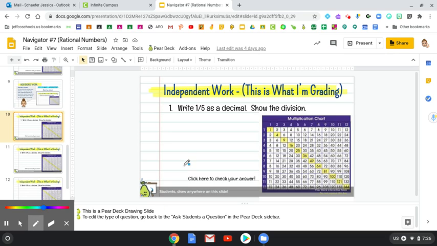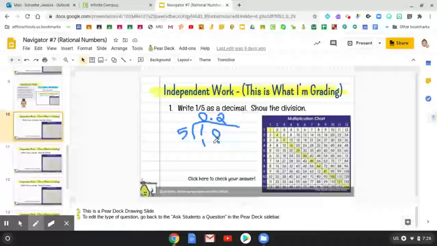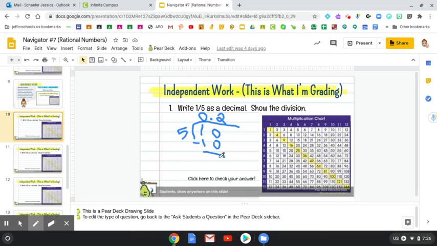All right, so we're going to do 1/5. 1 inside, 5 outside. 5 can't fit into 1. I add a decimal, bring in a 0. 5 fits into 10 twice. 2 times 5 is 10. I have no remainders. I know my division's finished. I get 0.2.